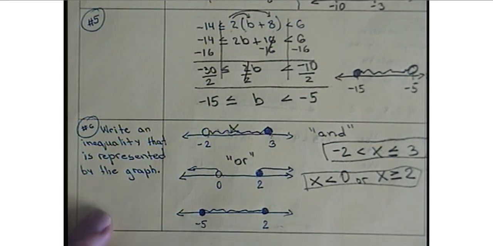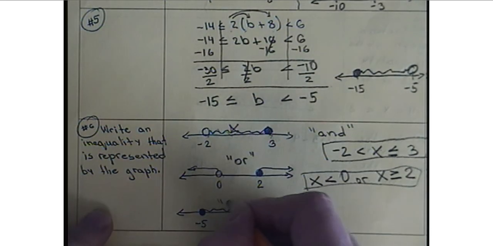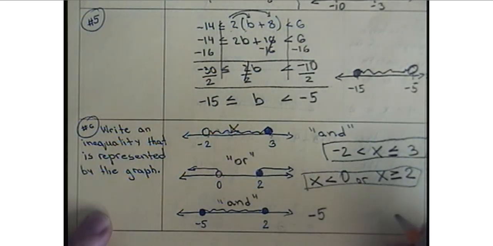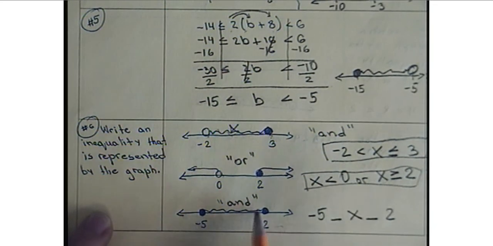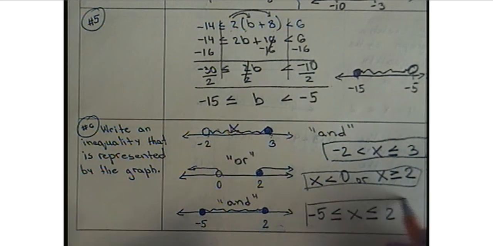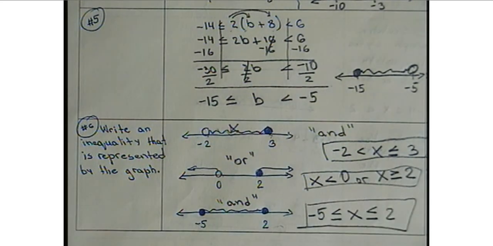And the last graph is another AND form. The solution is between those two numbers. So I'm going to start with negative 5 and 2. I will put my x in the middle. And for sure we have equal signs because of the closed circles, and just x is between those two numbers. And that will be my final answer.